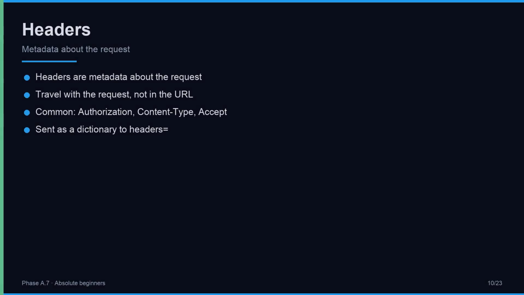Now meet headers. A header is a piece of metadata about the request. It does not appear in the URL. It travels inside the request envelope. Common headers include authorization, who you are. Content type, what kind of data you are sending. Accept, what kind of data you want back. You send headers as a dictionary, just like parameters, but with the headers argument instead. Metadata, not in the URL.